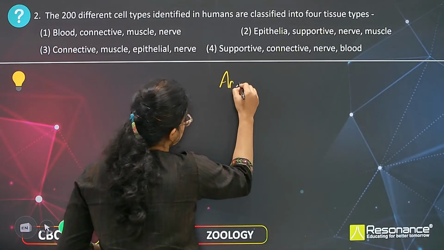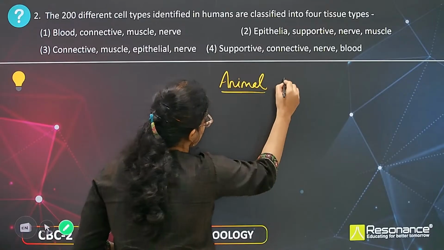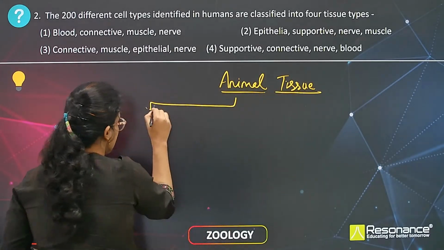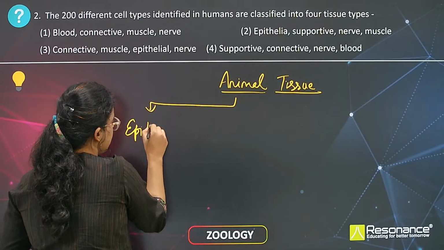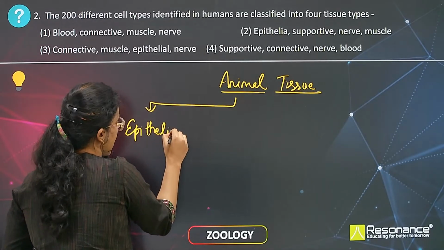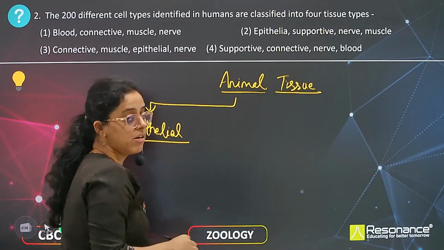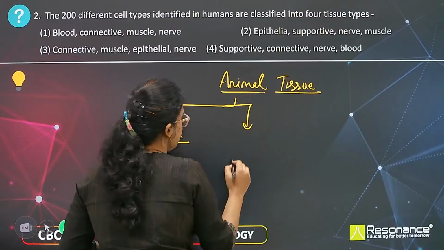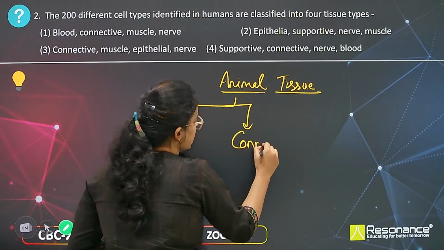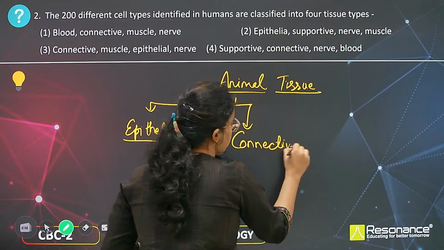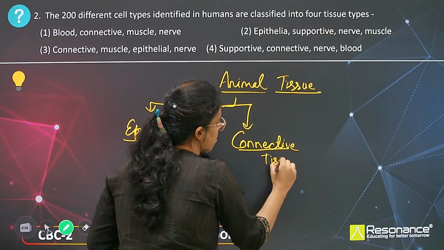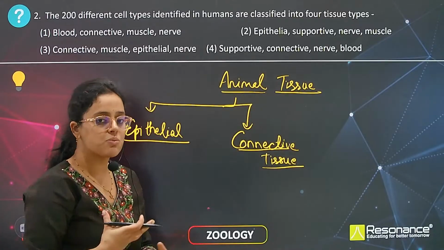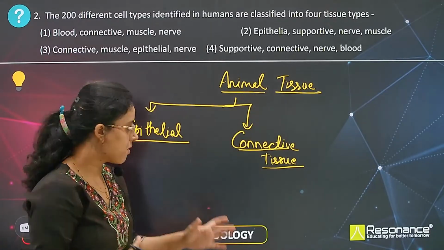So animal tissue is classified into 4 basic types. First is epithelial, which is for secretion, absorption and protection, so it is classified according to function. Again we have connective tissue. The connective tissue's role is packaging and protecting from external stresses, as well as connecting two important structures.